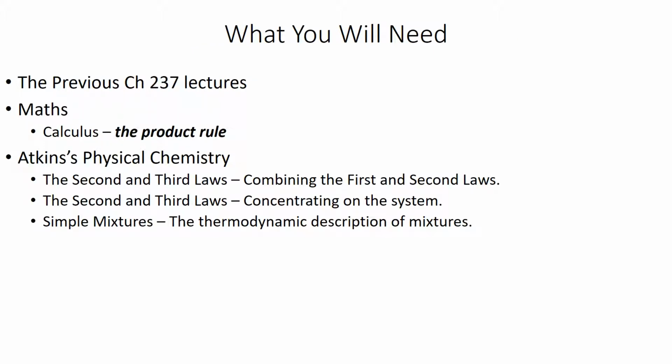What do you need? The previous lectures as background. So maths, well, you'll need calculus, and within calculus we need the product rule. And from Atkins's physical chemistry, the two big sections are the second and third laws and simple mixtures. And within the second and third law section, look at combining the first and second laws and concentrating on the system. For simple mixtures, look at the thermodynamic description of mixtures.